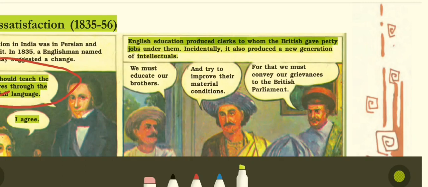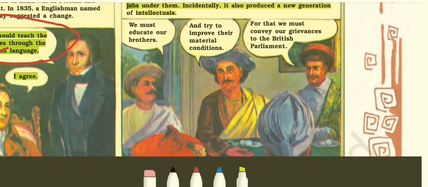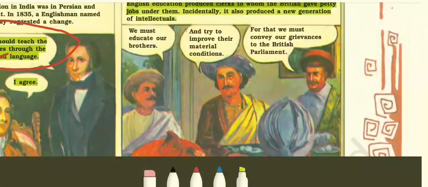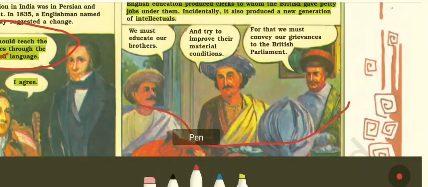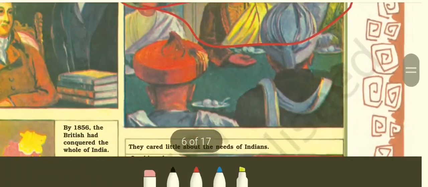So what was being discussed? Three men are in conversation. What do they say? They say, we must educate our brothers and try to improve their material conditions. For that, we must convey our grievances to the British Parliament. So this is what, see, another group of individuals, a generation of intellectuals, were also growing.